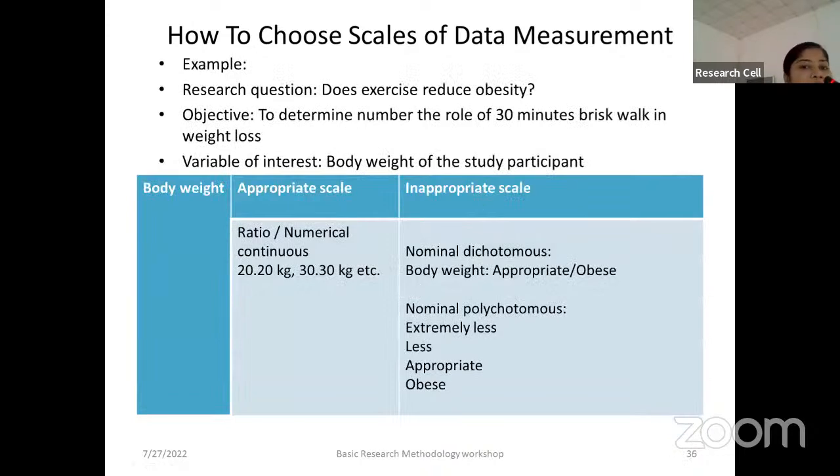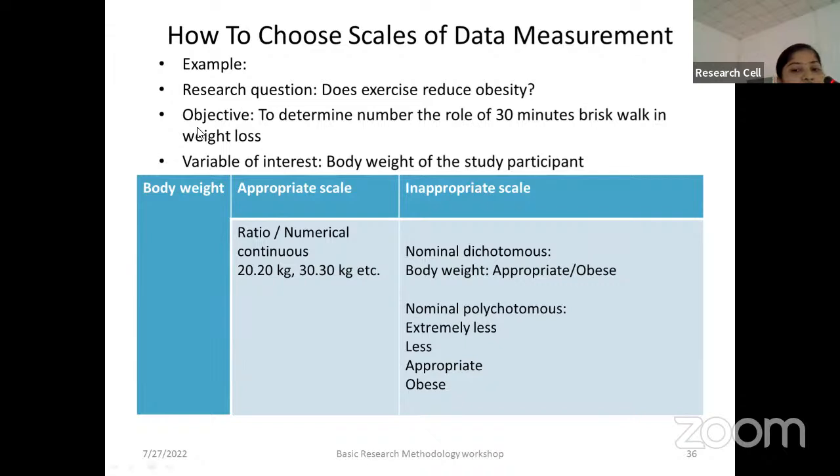Next example: does exercise reduce obesity? Okay. The objective was to determine the role of a 30 minute walk in weight loss. Okay. So here the variable of interest is the body weight of the study participant. What is the weight? It will be more appropriate to record the weight on a ratio or numerical continuous scale, like 20.220 kgs or 30.30 kgs.